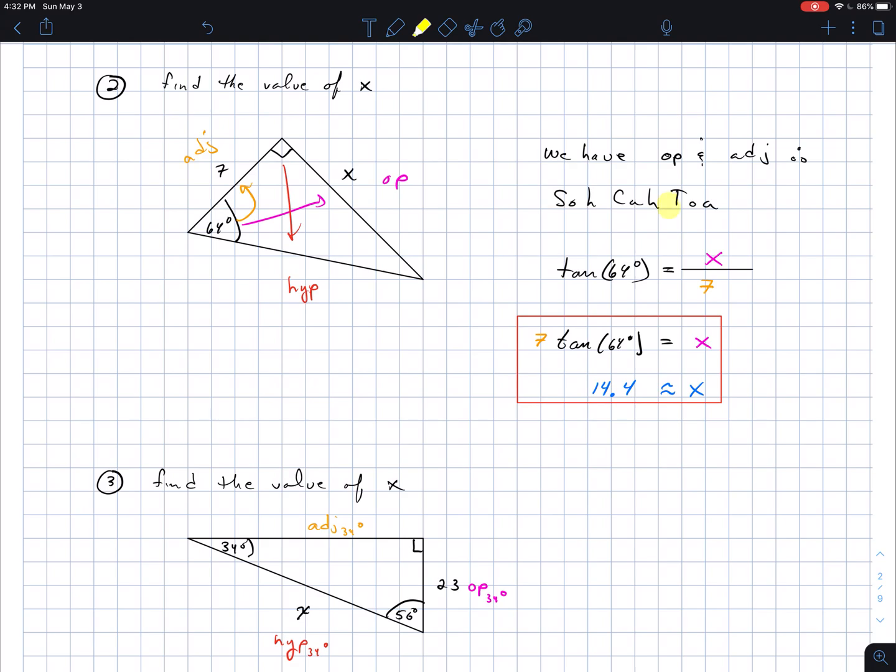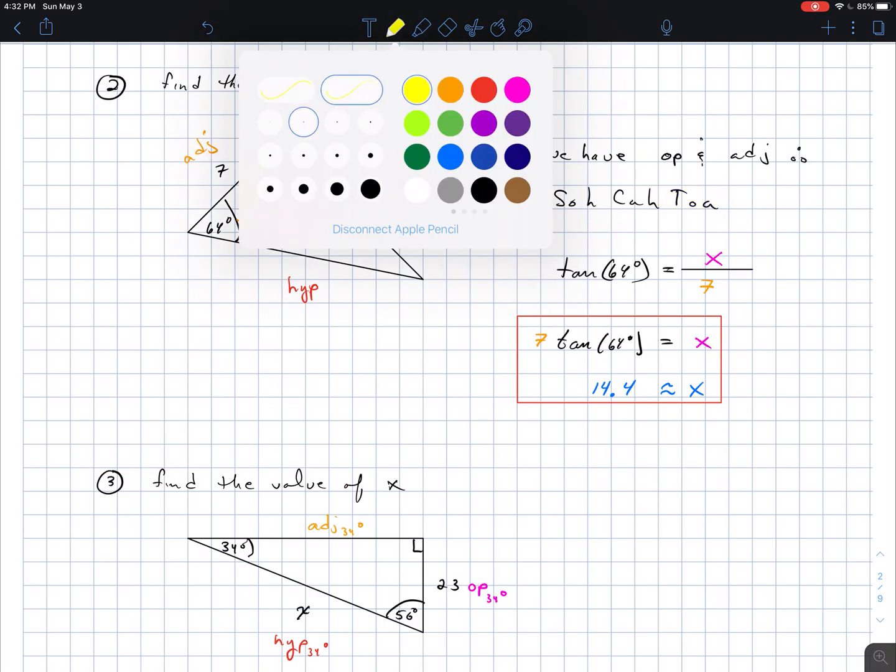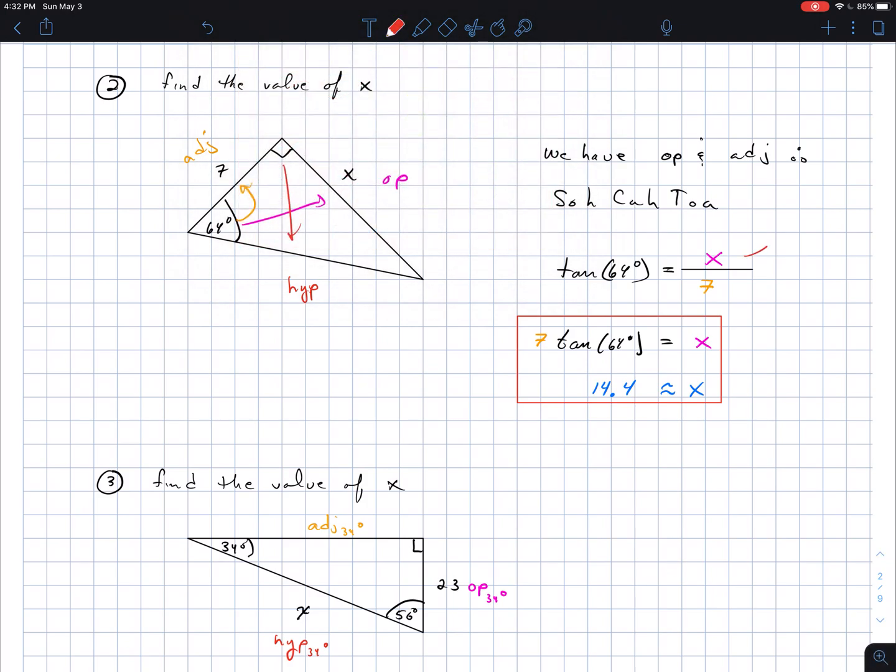SOHCAHTOA, TOA, opposite over adjacent. That's what the ratio is, right? So all I did was take x, which was the opposite, and divide it by the adjacent.